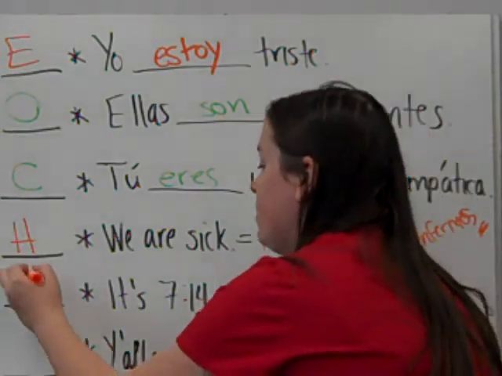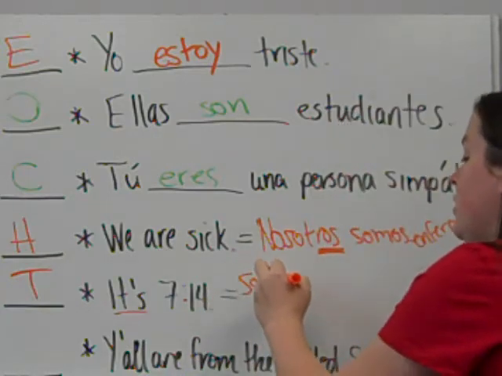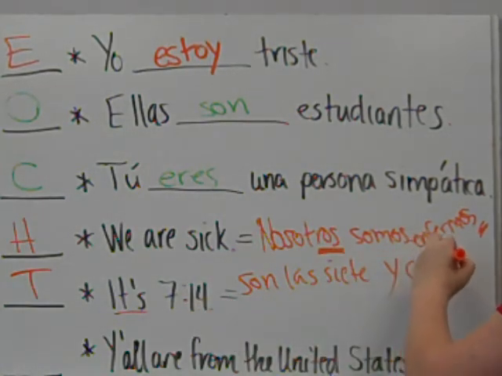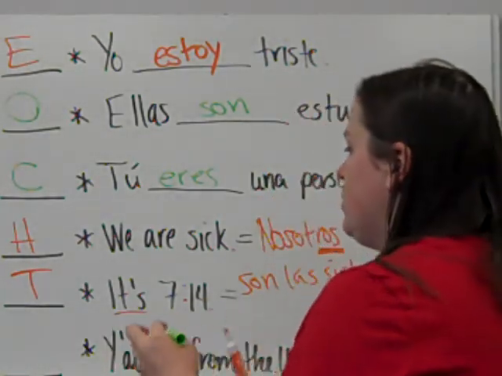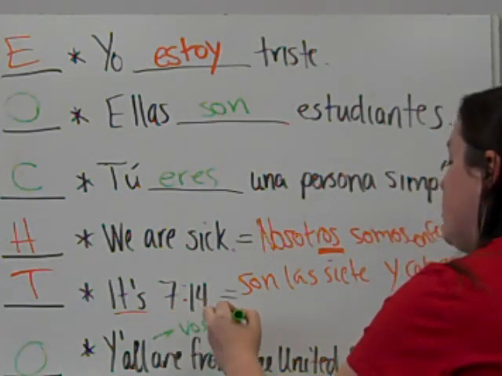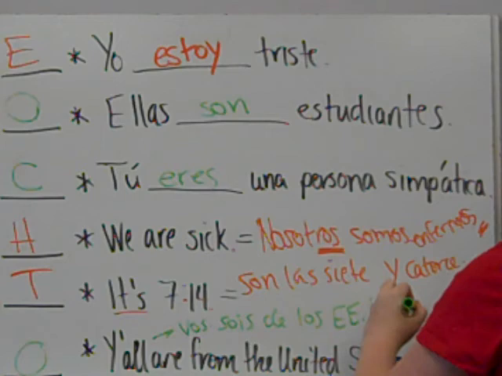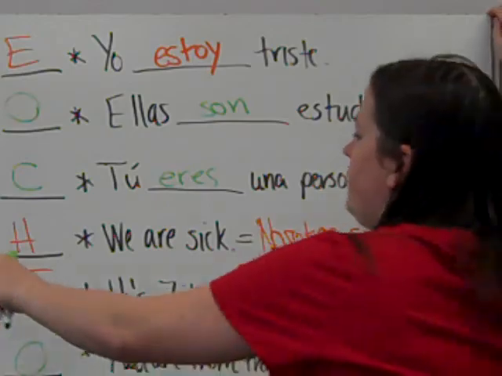It's 7:14. That is a time. So we're not going to write es la because it's more than 1 hour. So son las 7:14. I didn't specify AM or PM, so you just leave it like that. Y'all are from the United States. That is your origin, nationality. So that is going to be ser. So let's see here. Y'all, vosotros sois de los Estados Unidos. You should write out Estados Unidos, but this is also the way to abbreviate it.